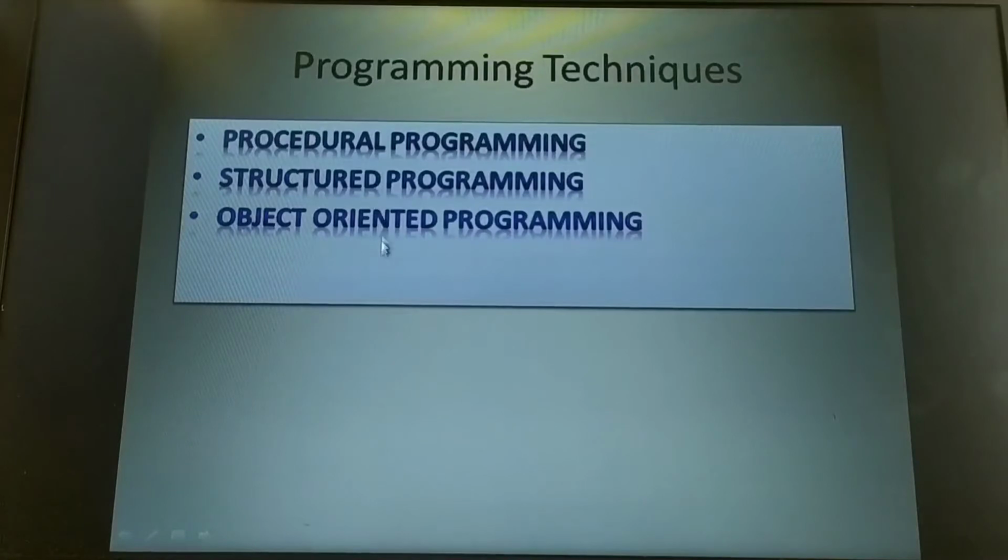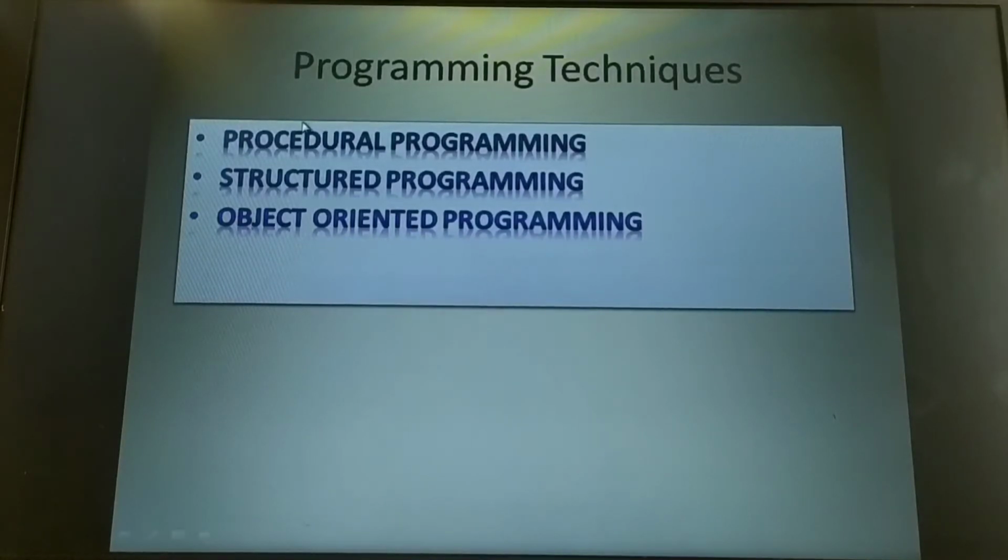Based upon these programming techniques, the different programming languages were being developed like Pascal, Fortran, C, C++, Java, Visual Basic, etc. There are many different kinds of programming languages. So first, Pascal and Fortran were making use of the procedural programming technique. Based upon these programming techniques only, the programming languages had come into existence. So the examples for procedural programming technique are Pascal and Fortran.